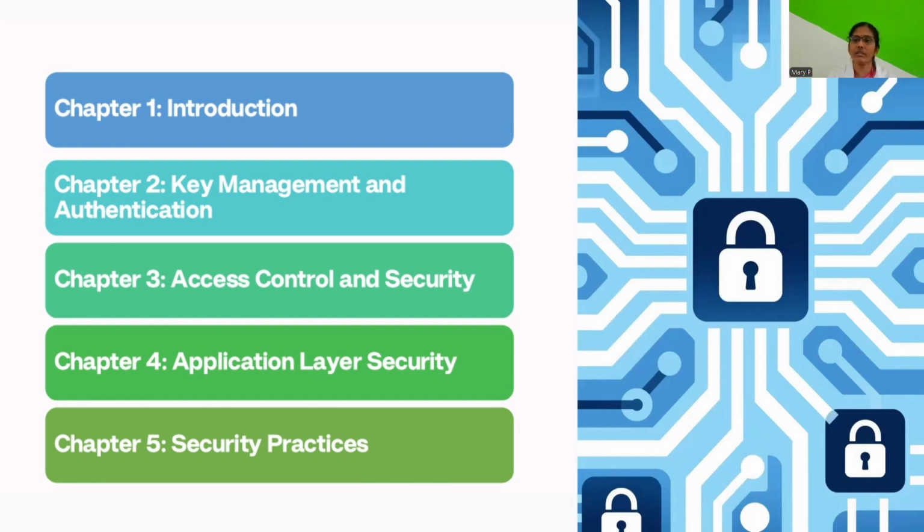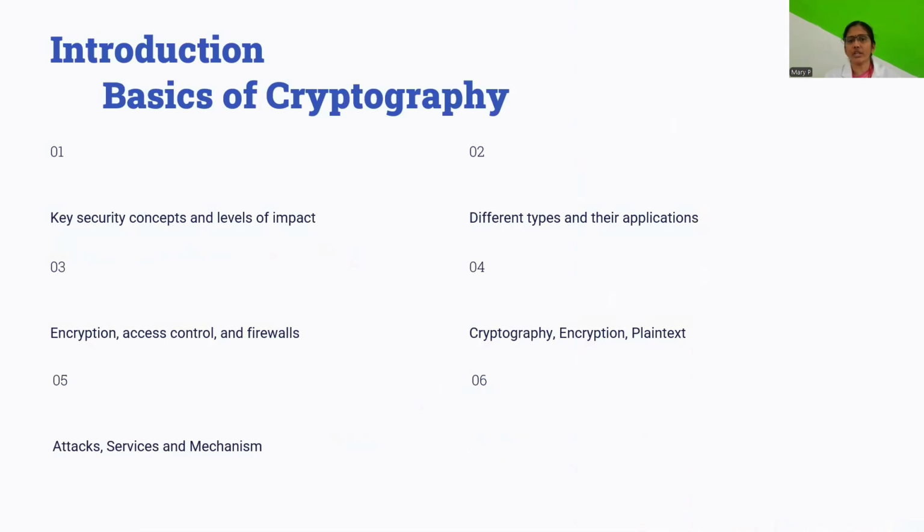Why is network security needed? Network security is needed to protect the networks and data from unauthorized access and damage, and also to ensure reliable communication. So now we enter into the topic. First is the introduction part. In this introduction, we discuss the basics of cryptography. We'll cover the following topics.